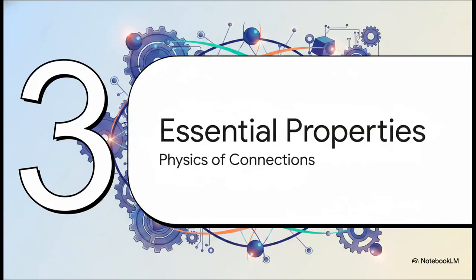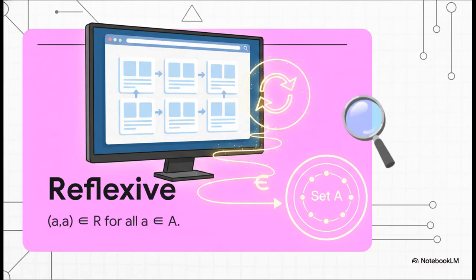Which brings us to Section 3, Essential Properties of Relations, the Physics of Connections. All right, we've mapped out exactly how to draw these connections. But now we need the rules of engagement. First up is the reflexive property. The pair (a, a) is an element of R for all a in set A.